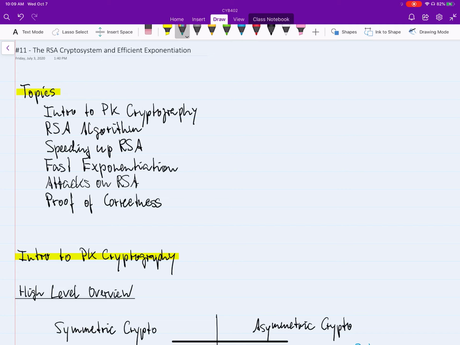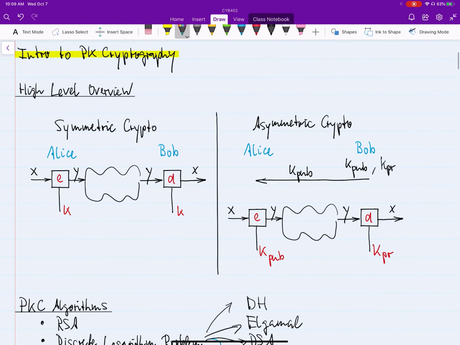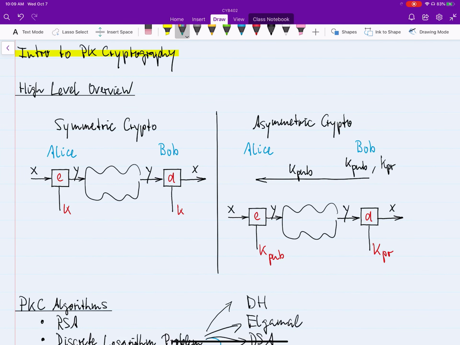Then we are going to look into attacks on RSA, which is going to inform our understanding how long RSA keys need to be in order to be safe. And finally, we are going to conclude by showing the correctness of the RSA. So we are going to provide a mathematical proof that RSA is actually correct. So let's get into the introduction to public key crypto systems.